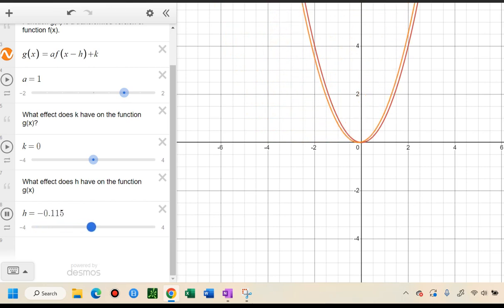And let me stop this one. And there we go. So both of these are now at 0. Notice I have the basic parabola. A is 1. Now I'm going to change A here. Remember, for example, A right now is 1.